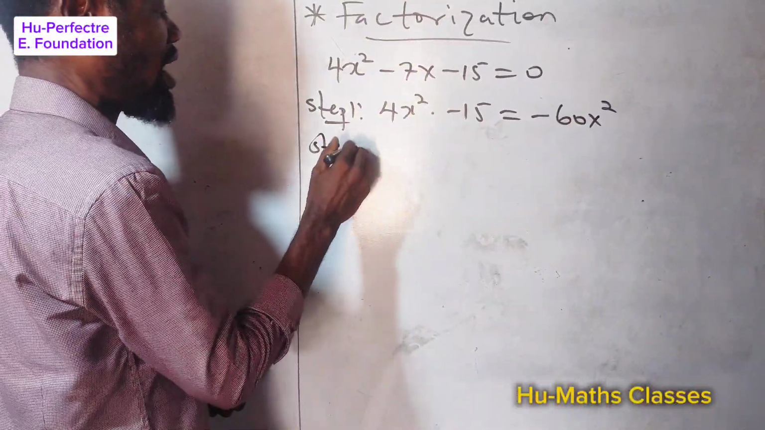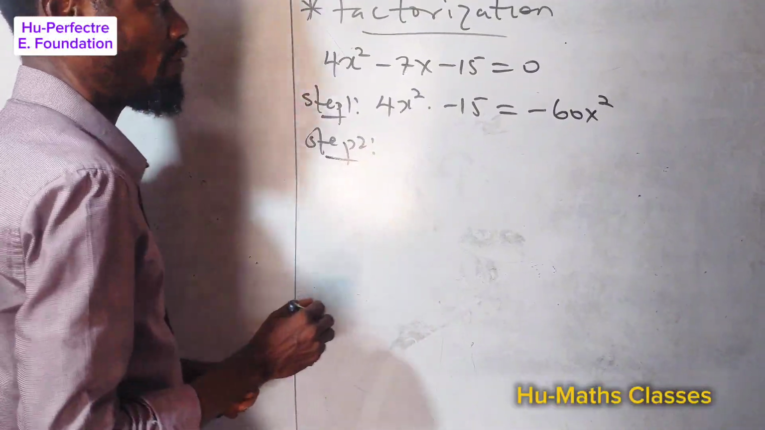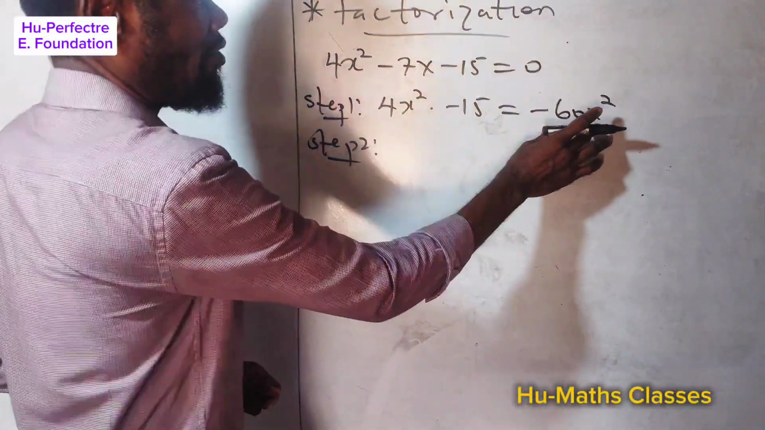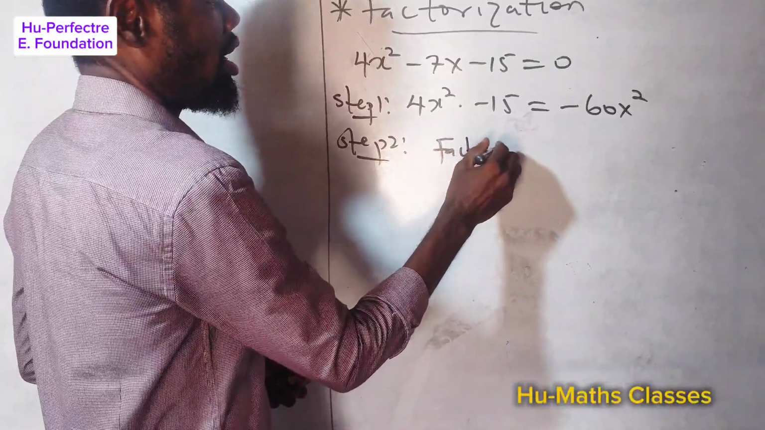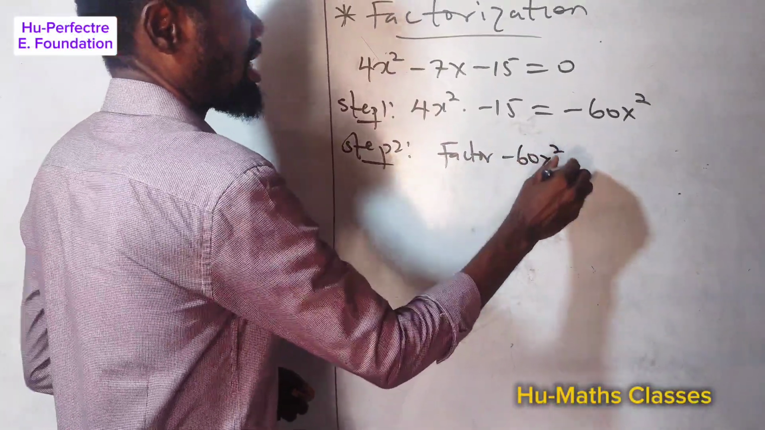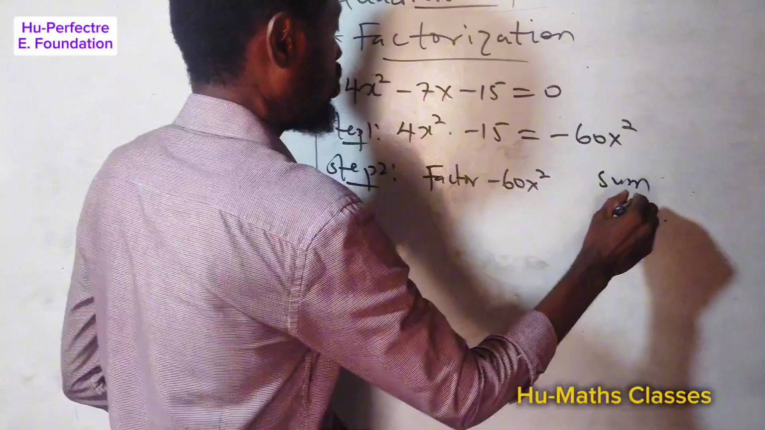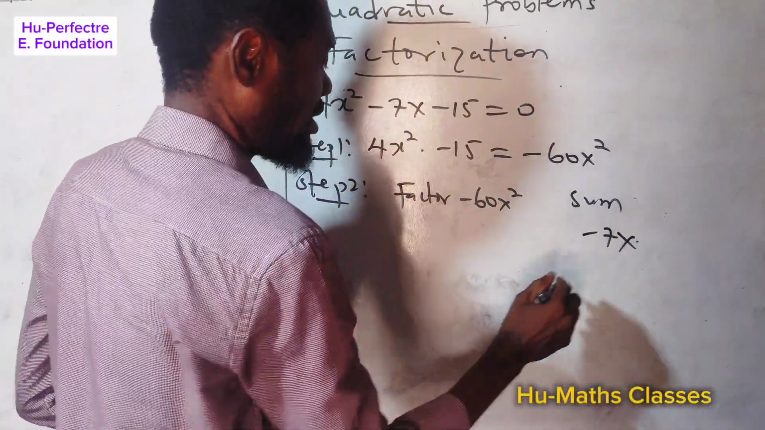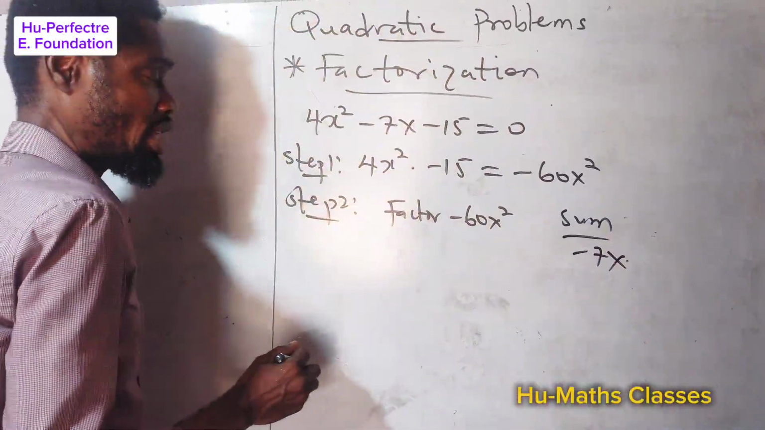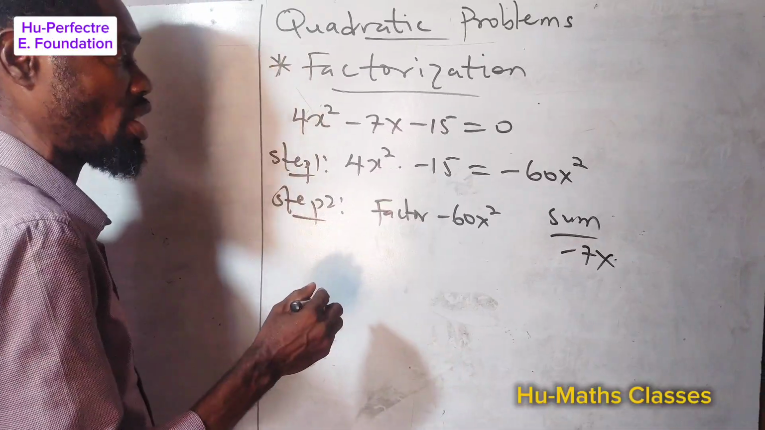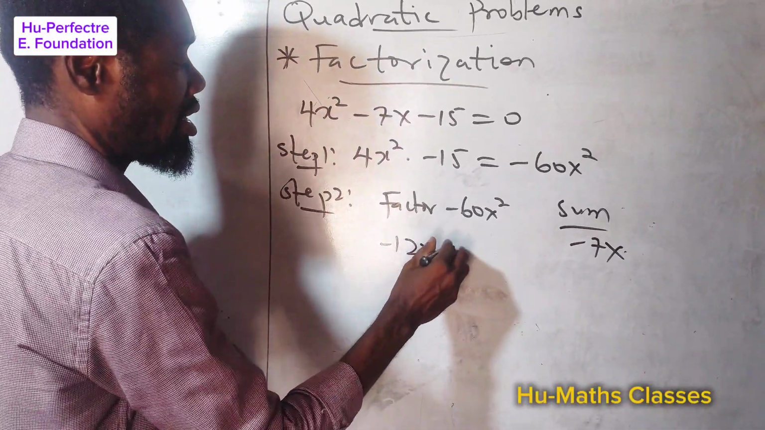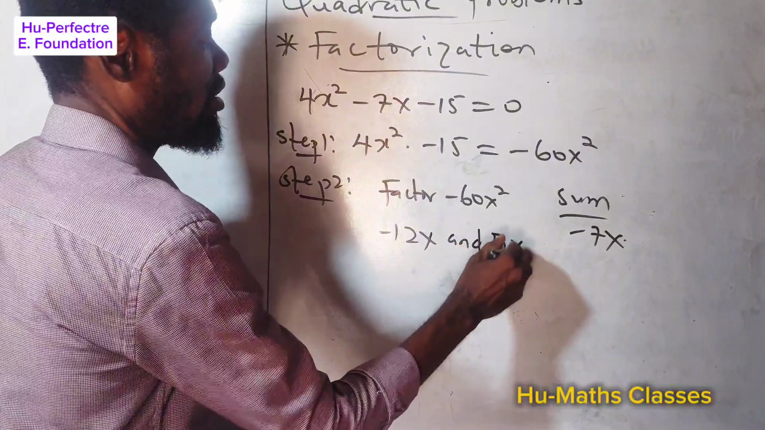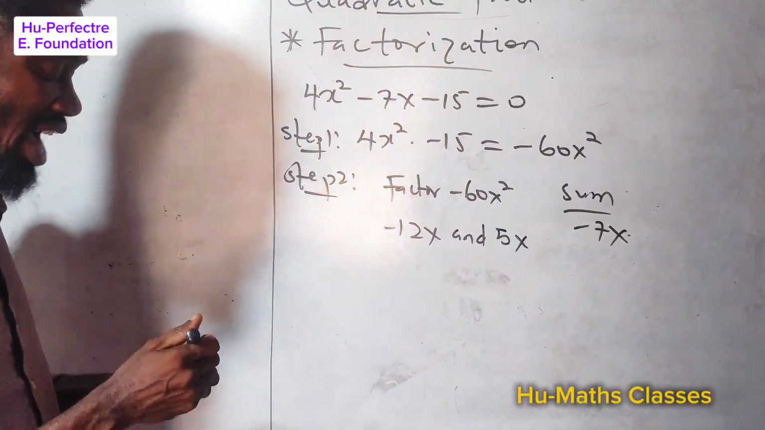Step two, I said find two factors of the result you got. Here we have minus 60x squared. Find two factors of minus 60x squared that, if you add them up, you should have minus 7x as a result. So the two factors I will quickly pick out here without wasting much of our time will be minus 12x and 5x.